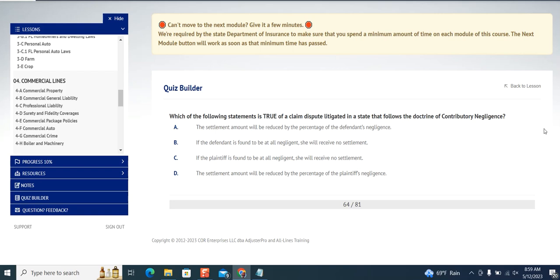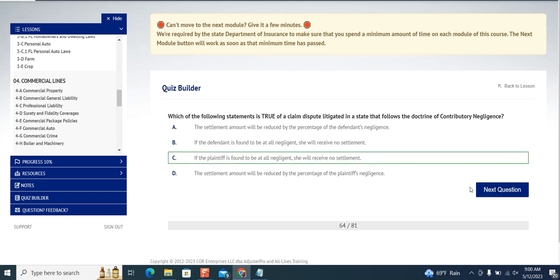Okay, so if you contribute to the problem, they're not going to give you any money. So if the defendant is found to be responsible, she will receive no settlement. If the plaintiff, okay, that would go B or C now. If the plaintiff is found to be, it's got to be a plaintiff. So if you go to court and they figure out you had something to do with it too, they ain't giving you any money. Alright, there we go.